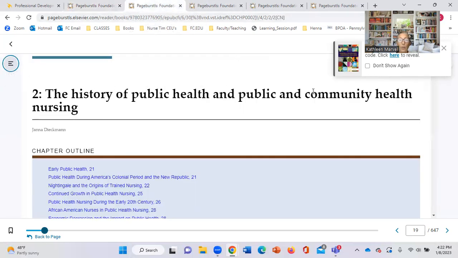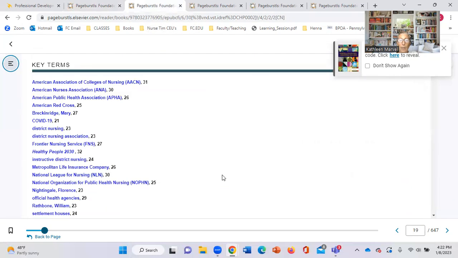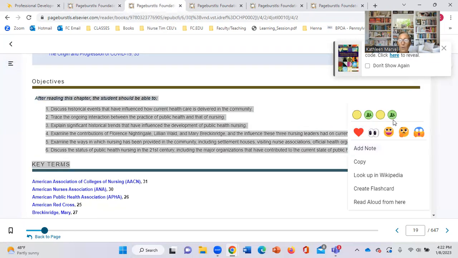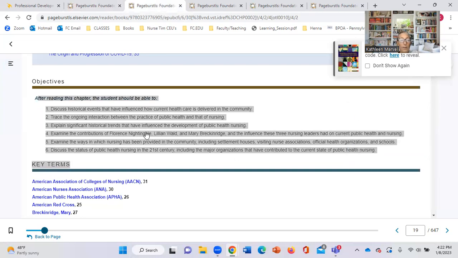Okay, chapter 2 is the history of public health and public and community health nursing. Again, let's take a look at the objectives. After reading this chapter, you should be able to articulate this: what historical events have influenced how current healthcare is delivered? Trace the ongoing interaction between the practice of public health and that of nursing. What are some significant historical trends that have influenced the development of public health nursing?